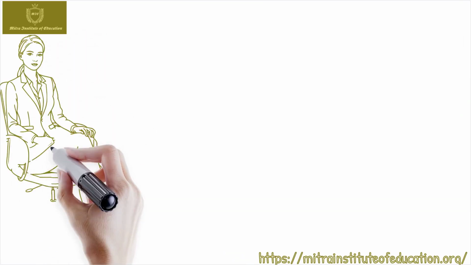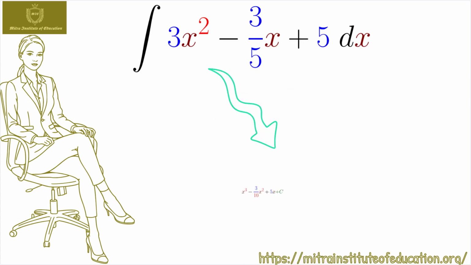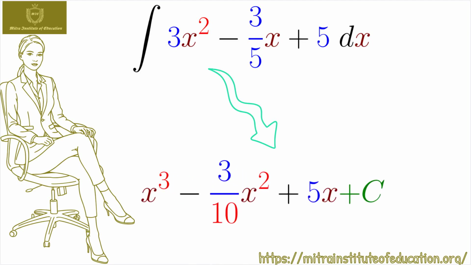When you finish the integration, there's one last important thing to keep in mind. We always add a constant, often labeled as c. This constant is necessary because there are multiple functions that, when differentiated, can lead to the same result.